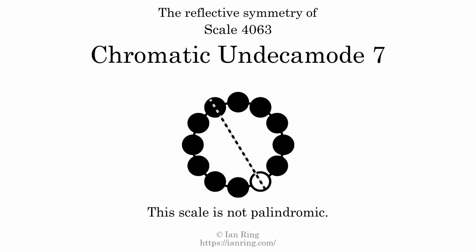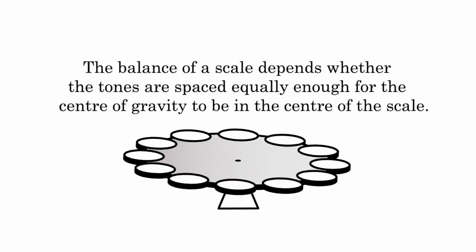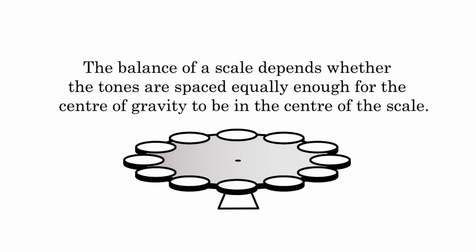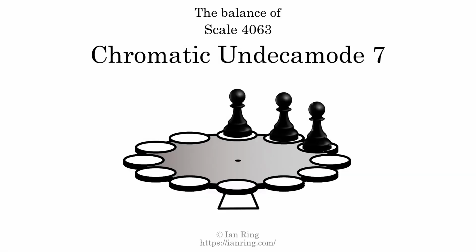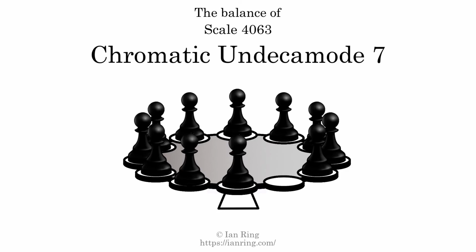This scale has reflective symmetry across an axis positioned 5 semitones from the root. This scale has a different pattern of intervals ascending and descending, so it is not palindromic. This scale has one ridge tone. Here, the balance of a scale depends on whether the tones are spaced equally enough for the center of gravity to be in the center of the scale. This scale is not balanced.